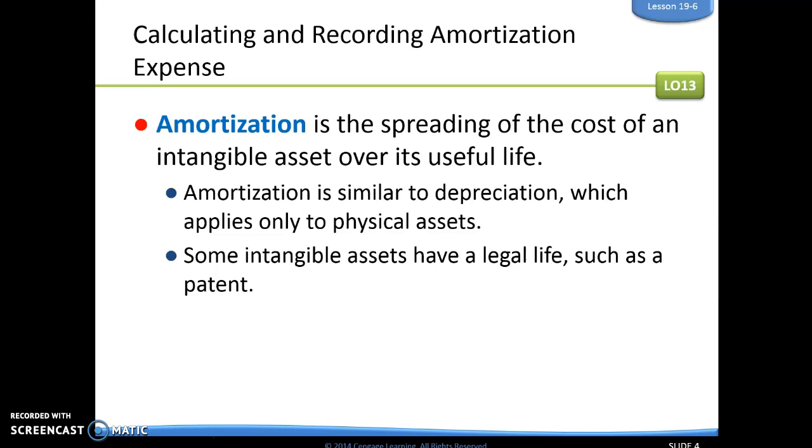Okay, so amortization is the spreading of the cost of an intangible asset over its useful life. It's similar to depreciation, but depreciation only applies to those physical assets. So when we're looking at our intangible assets, we're going to deal with amortization. They have a legal life, such as a patent. So a patent, even though it's intangible, there is a legal life for it.